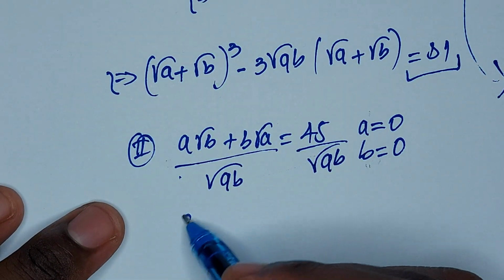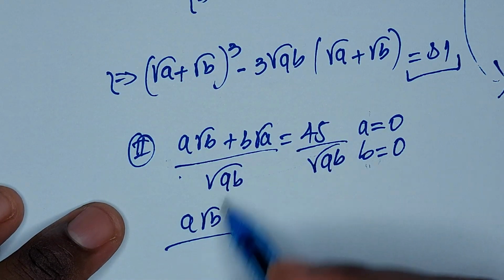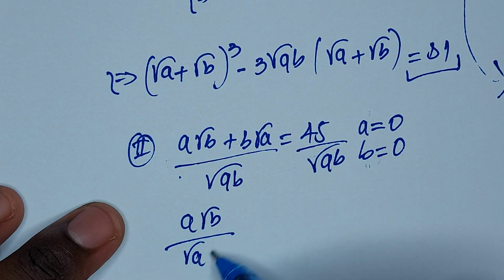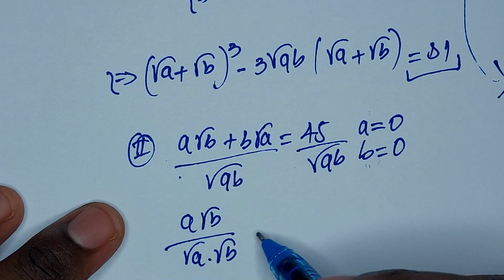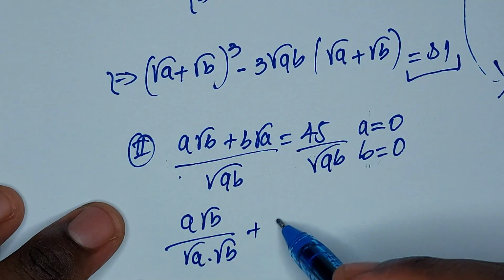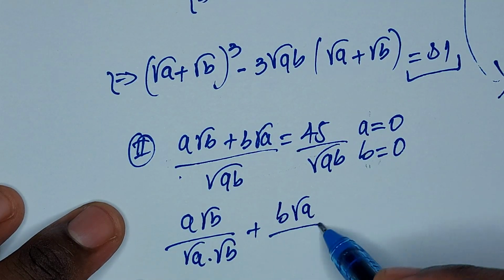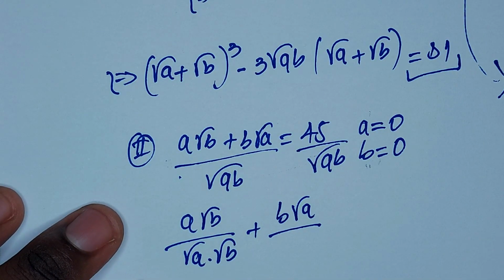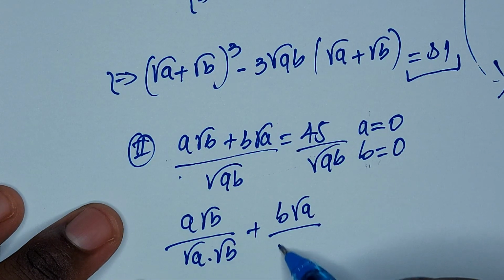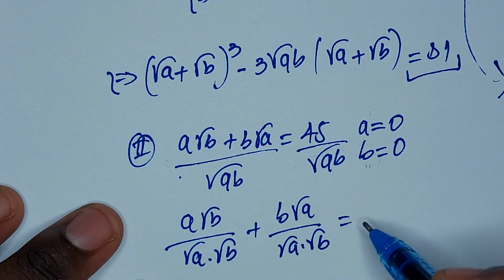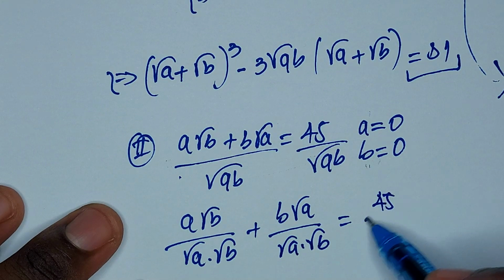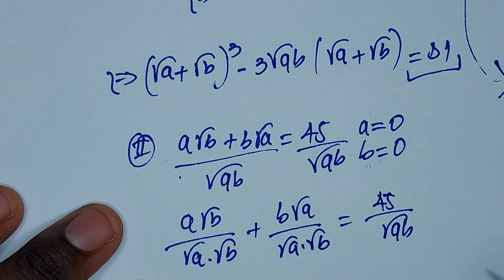So I'm gonna have a square root of b over square root of ab, which is the same thing as square root of a times square root of b, plus b square root of a over square root of a square root of b, and this is going to be 45 divided by square root of ab.